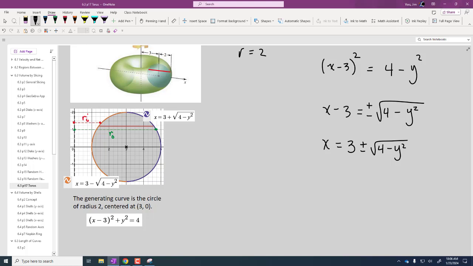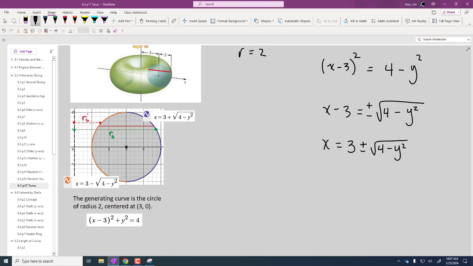And you've already done this in probably pre-calc, where you took a circle and divided it into a top and a bottom. That's where you would isolate y. If you have a simple circle like x squared plus y squared equals 1, centered at the origin, the top half is y equals the square root of 1 minus x squared, and the bottom half is y equals minus the square root of 1 minus x squared.